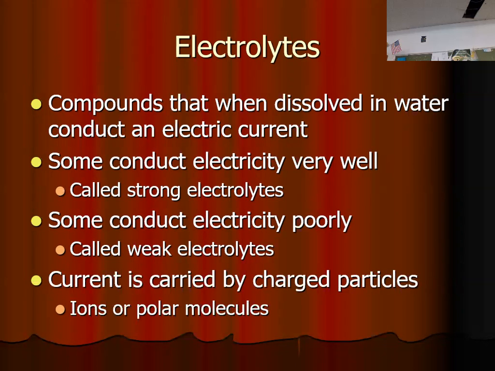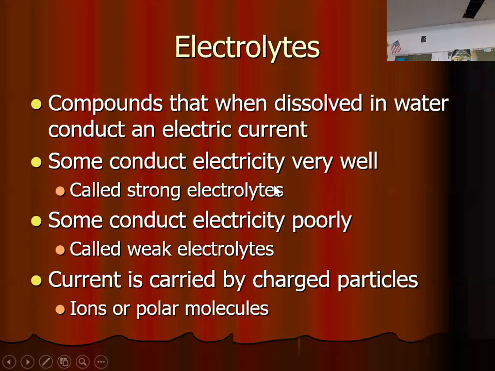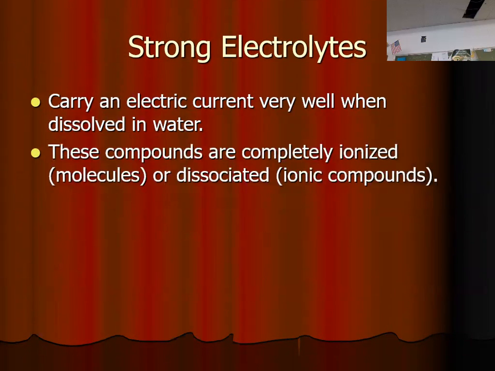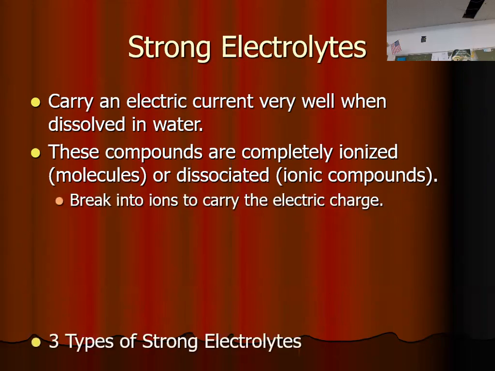If they don't conduct at all, they're called non-electrolytes. The big thing to determine whether something is an electrolyte is the charge, whether it's an ion or a polar molecule. A non-polar molecule will be a non-electrolyte. A strong electrolyte conducts electricity very well. This happens because they're completely ionized or completely dissociated. That's the key thing there. They break into ions with electric charge.